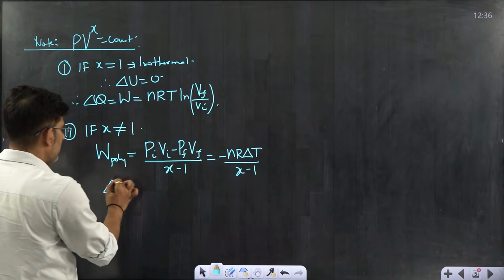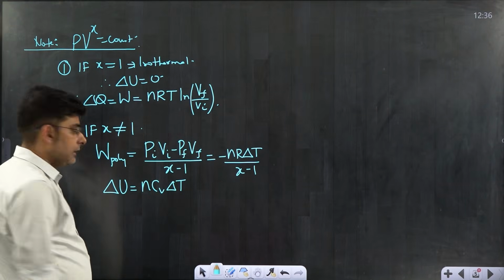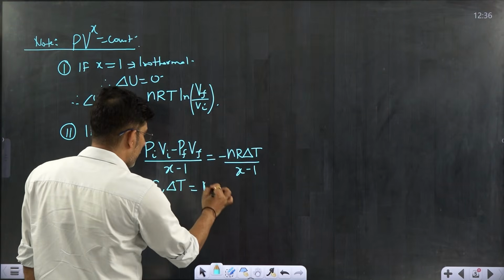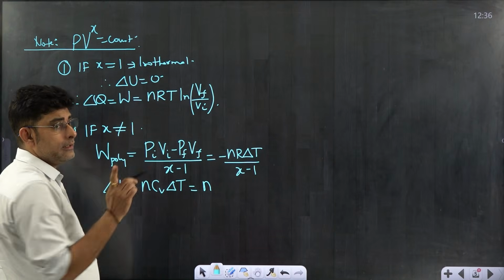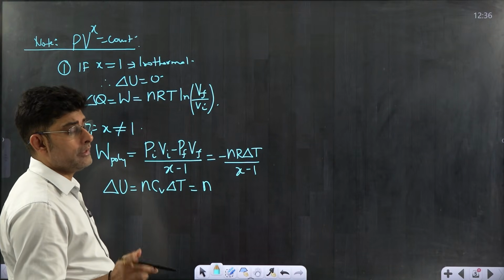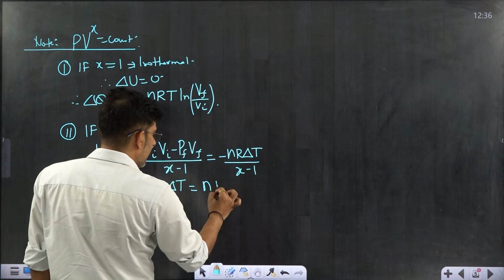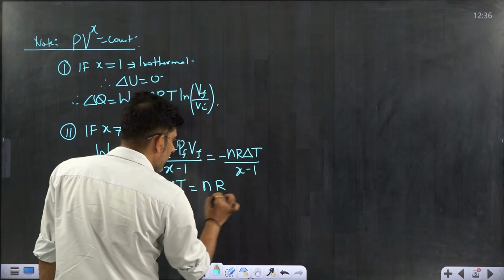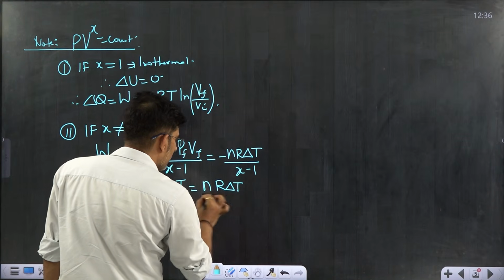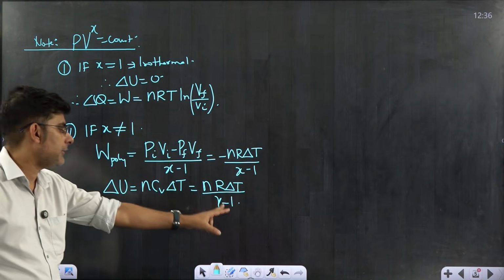When we write delta U, it is fixed, it is n Cv delta T, right? Now Cv can be written in one more form. Cp minus Cv, I said, is R, and Cp by Cv is equal to gamma. So from there, Cv can also be expressed as R by (gamma minus 1). So you can express delta U in general as nR delta T by (gamma minus 1) also.